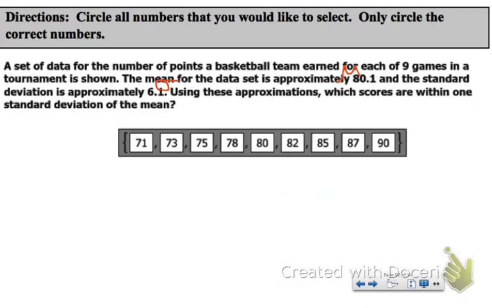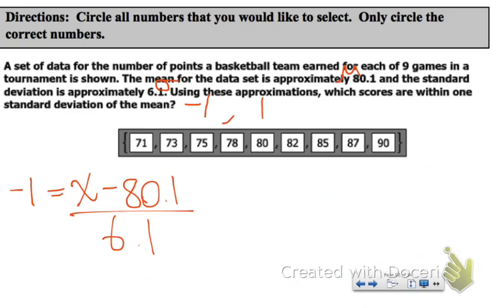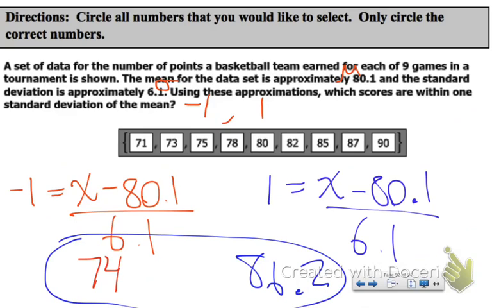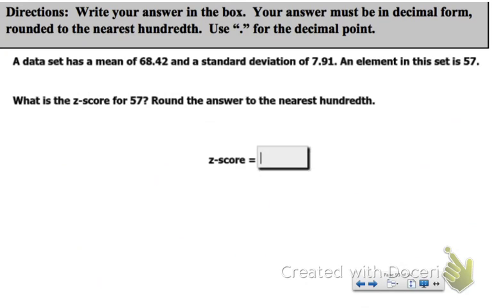Okay, so remember, within 1 means they might have a z-score of negative 1, or they might have a z-score of positive 1. So again, what I would do is set up 2 equations trying to find the cutoff point. Okay. And then for both sides, I'm just going to solve for x. So for within 1 standard deviation below the mean, we get a cutoff point of 74. And for 1 standard deviation above the mean, we get 86.2. So now you're looking for all the values that fall between those 2 numbers. Okay, you are writing your answer in the box, and it's telling you to round to the nearest hundredth. And again, so you're going to end up using a decimal point.